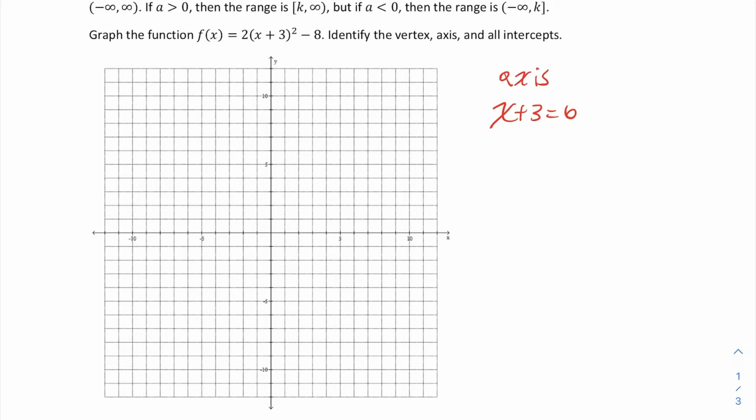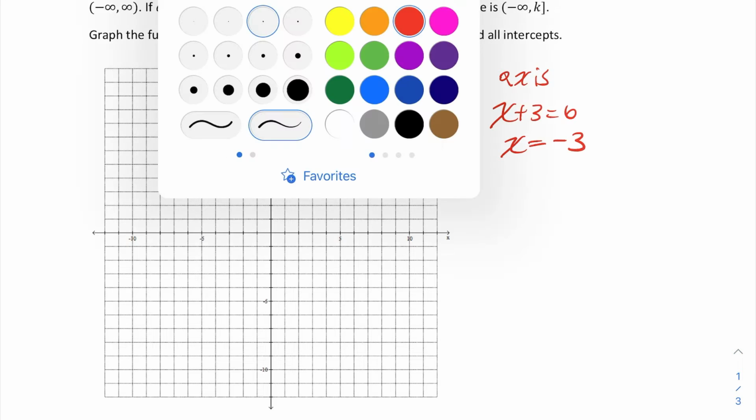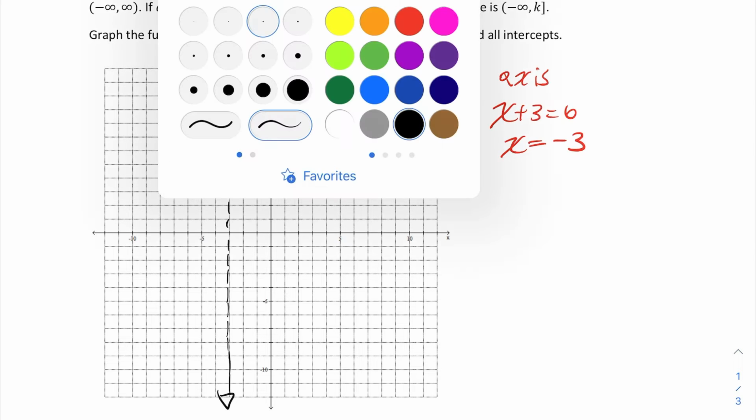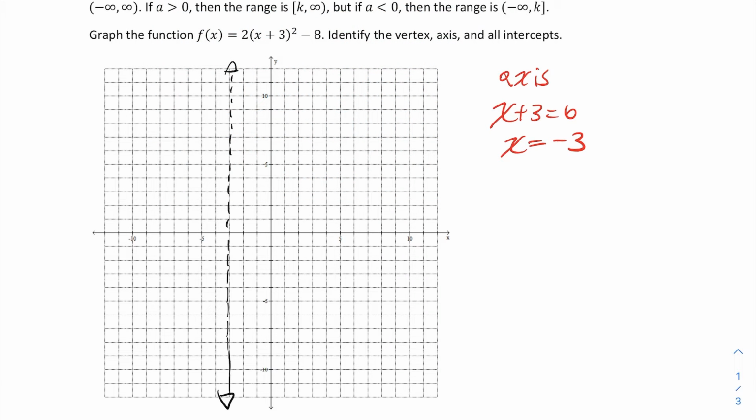So the vertex lies on the axis of symmetry, and the axis of symmetry is the line x equals negative 3. So I'll go over here and draw the axis of symmetry. I'll just make a dashed line to represent it. This is not a part of the graph of the actual parabola, but it helps me to graph it. So the vertex is on that line.